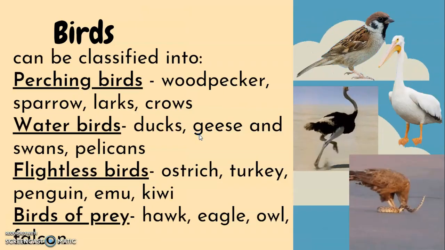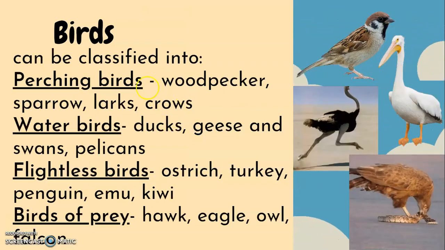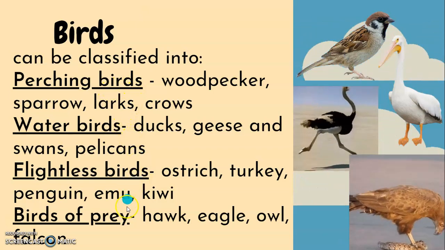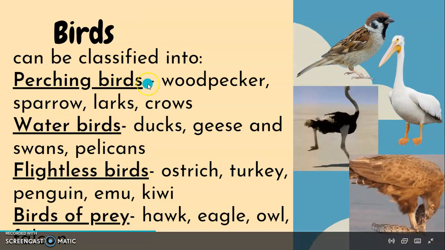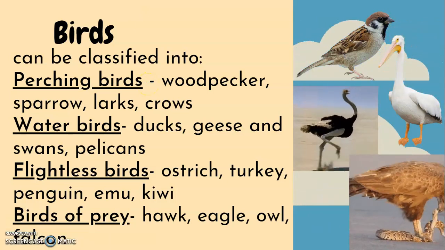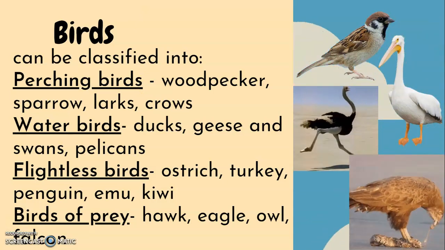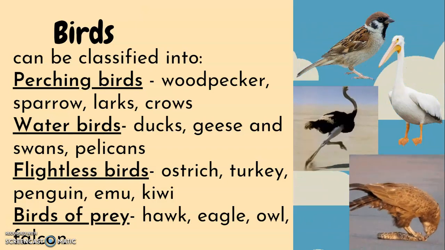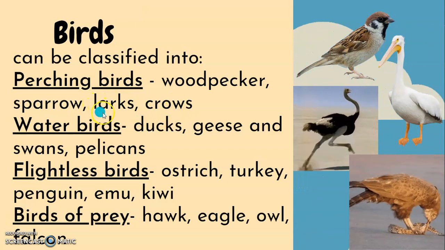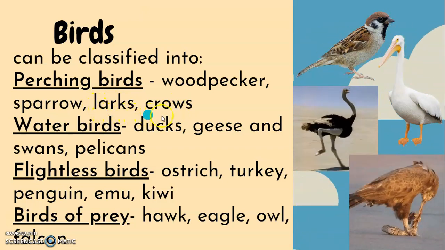But take note, there are 4 kinds of birds. Merong perching birds, water birds, flightless birds, at ang birds of prey. Unahin natin ang perching birds. Ito yung mga ibon na may matitibay na tuka which they use for cracking the seeds and nuts. Halimbawa niya yung woodpecker, sparrow, larks, and crow.